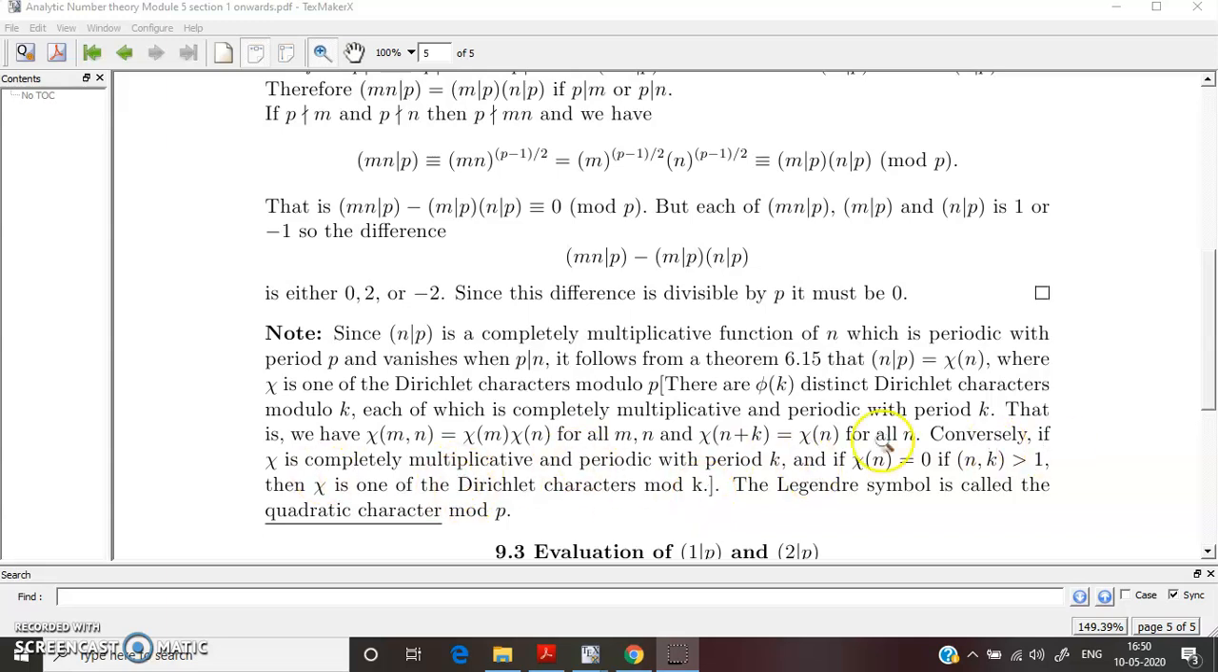So using this converse part, we can see that the Legendre symbol (n over p) is a completely multiplicative function of n, which is periodic with period p and vanishes when p divides n. It follows from the theorem that (n over p) is chi(n), where chi is one of the Dirichlet characters modulo p. And this Dirichlet character, the Legendre symbol (n over p), is called the quadratic character modulo p.